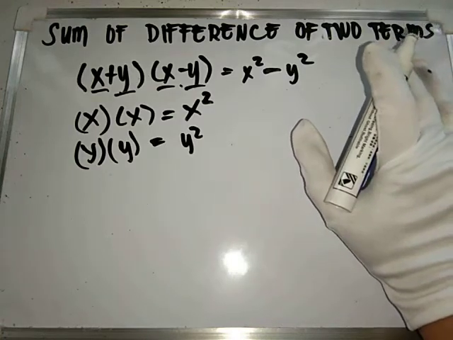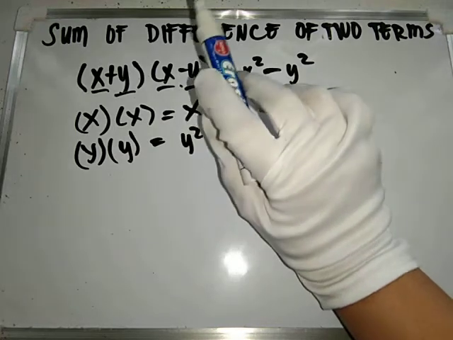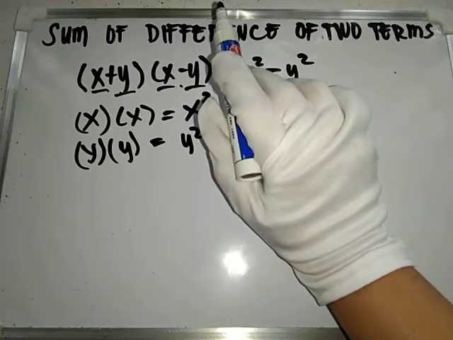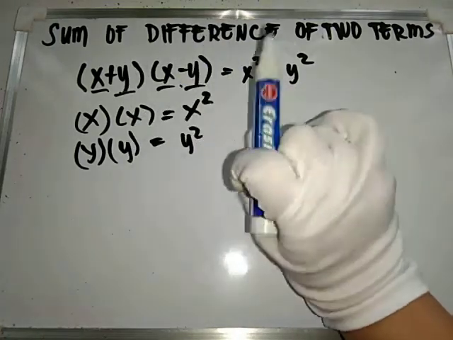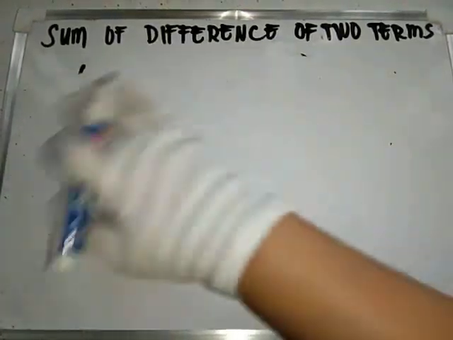Again, the first rule is multiply the first and first term. Then the last rule is multiply the last term to last term. Okay, another example.